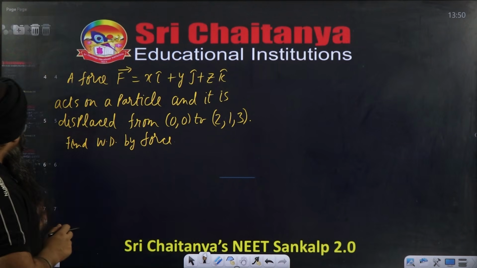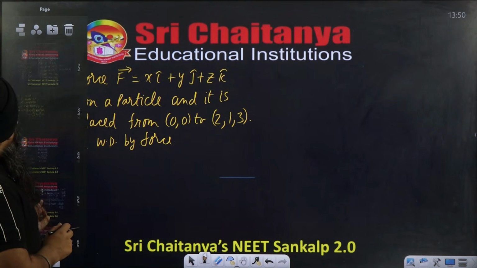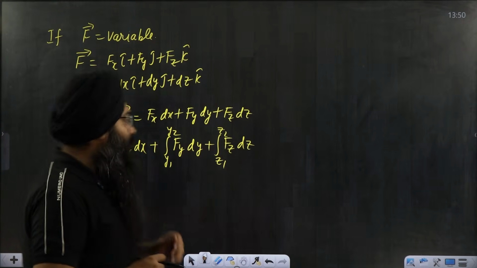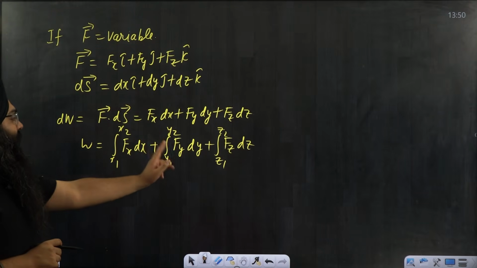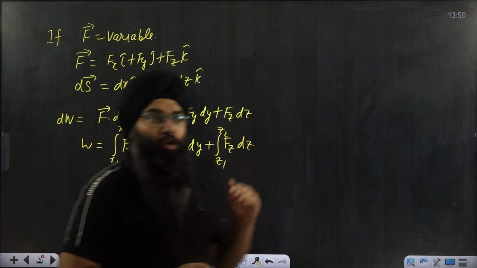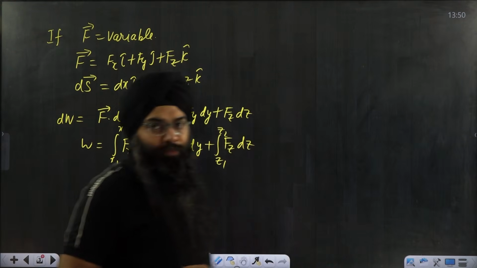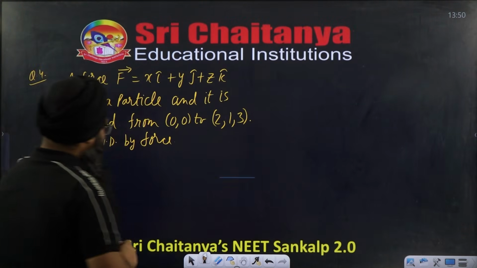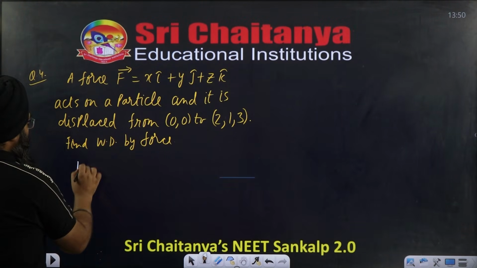Just now I told you, you remember one thing? Whenever you want to calculate the work done by a variable force, it is always equal to the integration of Fx dx, Fy dy and Fz dz, and the limits you can vary from x1 to x2, from y1 to y2, from z1 to z2. So let me apply this particular concept here. So what will I get? Work done will be equal to what?